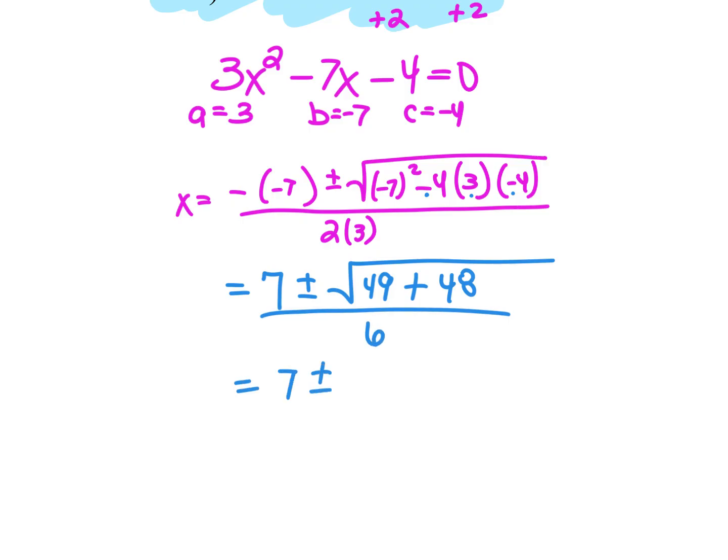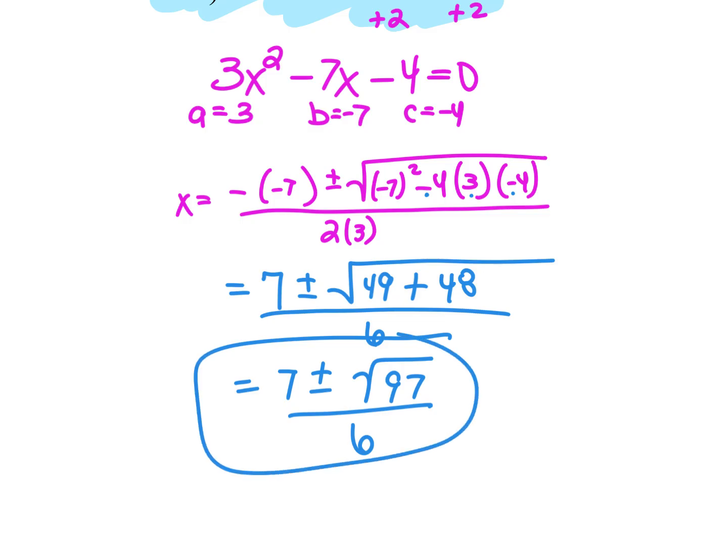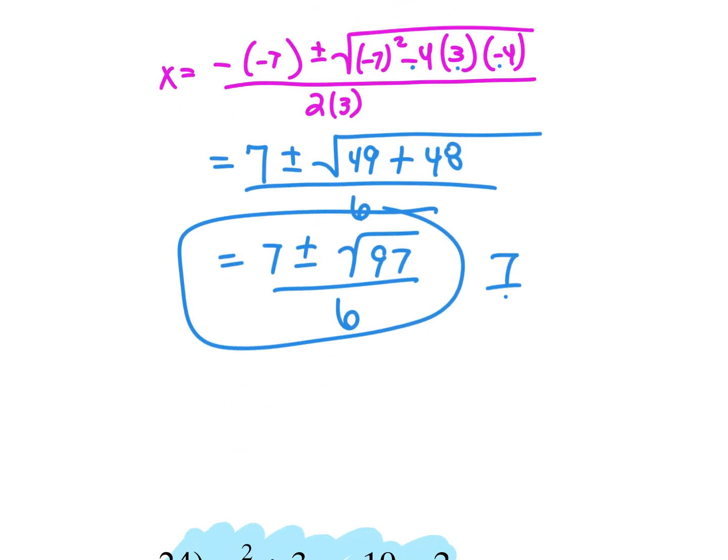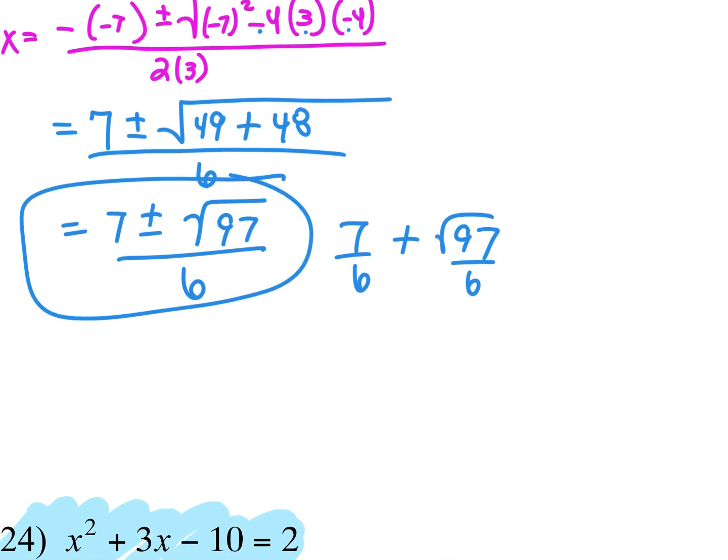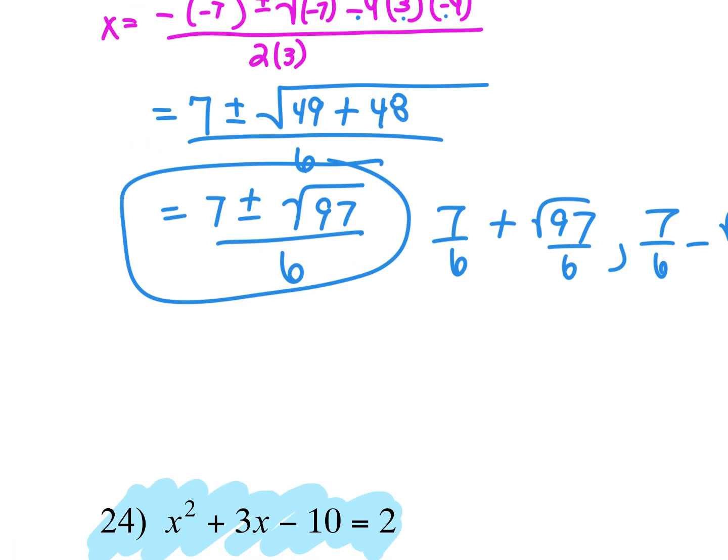7 plus or minus, what is 49 plus 48? 97. All over 6. Is there a perfect square hidden inside of 97? No. So there's your answer. You can leave it just like that. I know WebAssign wants 7 over 6 plus the square root of 97 over 6, 7 over 6 minus the square root of 97 over 6. If you want to do that, you can, but I'm fine with just leaving it together.